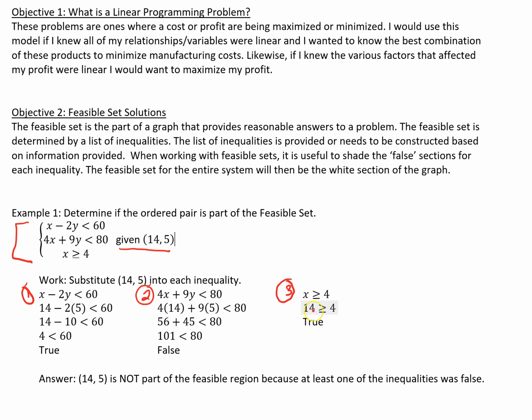I substitute the 14 in for x. There's no y variable in this inequality, so you don't have to worry about where you're putting the value of 5 from the ordered pair. Just the 14 goes in, and I get a true statement. So we can see that 2 of our inequalities are true with the ordered pair (14, 5), but one of them is not. If they're all true, then that ordered pair would have been a solution, but it's not. It doesn't have the situation where all of them are true, one of them is false, and so (14, 5) is not part of the feasible region or feasible set.